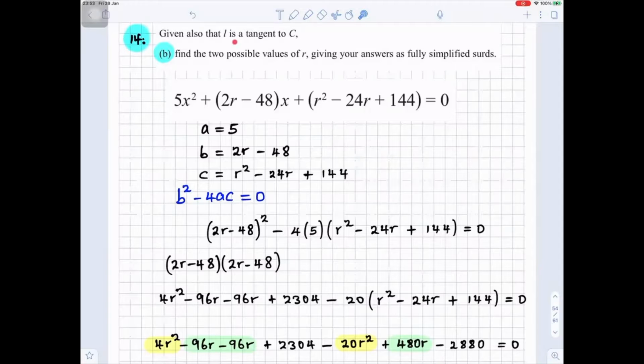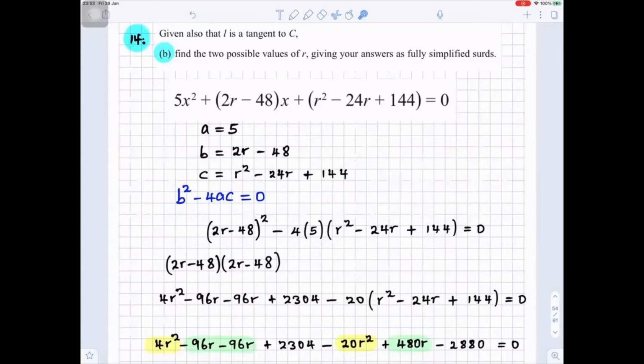And because it says a tangent, that means b squared minus 4ac should be equal to 0, because a tangent touches at one point. So b squared minus 4ac equals 0. So we want b squared, which is 2r minus 48 all squared, minus 4 times a, which is 5, times c, which is r squared minus 24r plus 144.